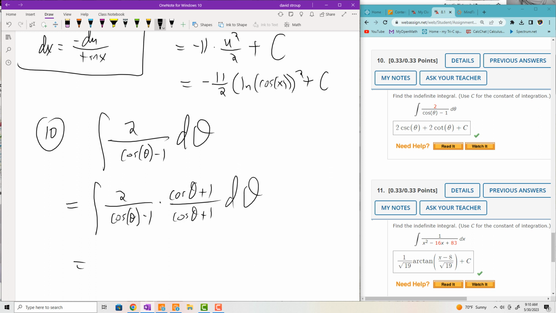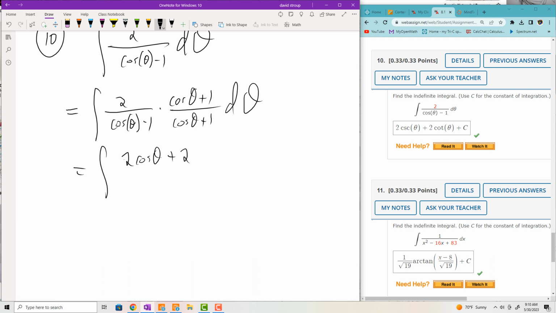Okay. So in the numerator, you'll have 2 cosine theta plus 2. In the denominator, foiling, you'll have cosine times cosine is cosine squared. Outer, cosine theta times 1 is cosine. Inner, negative 1 times cosine is negative cosine. So you have cosine minus cosine, which is 0. The inner and outer terms are additive opposites. They go away. And then negative 1 times 1 is minus 1.